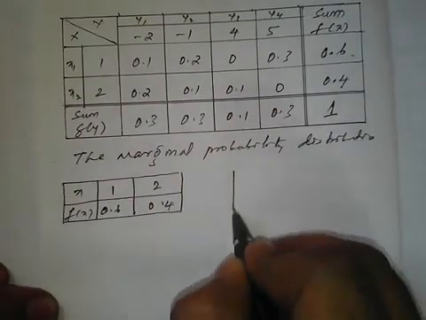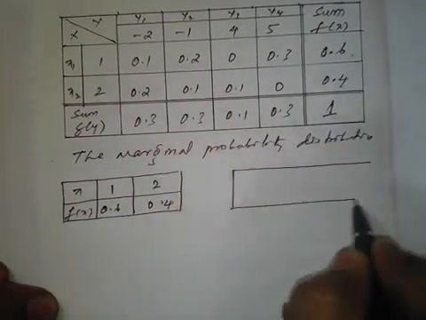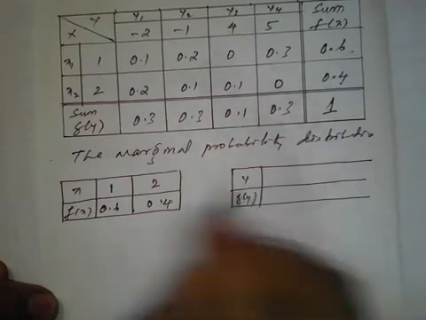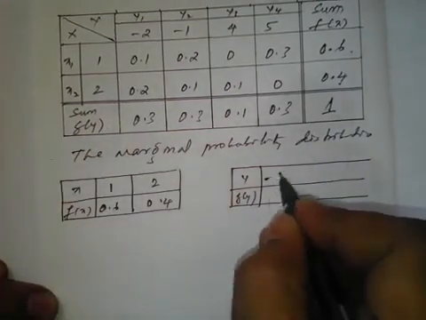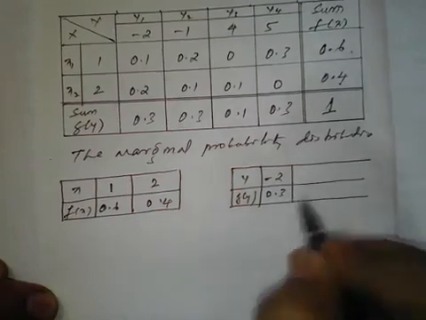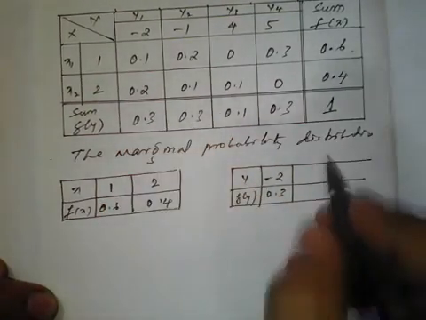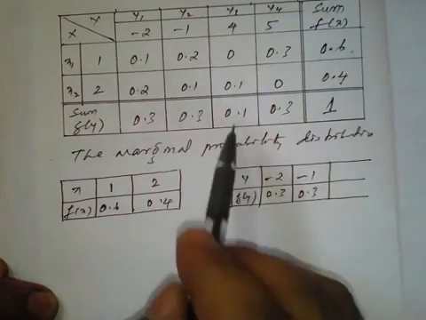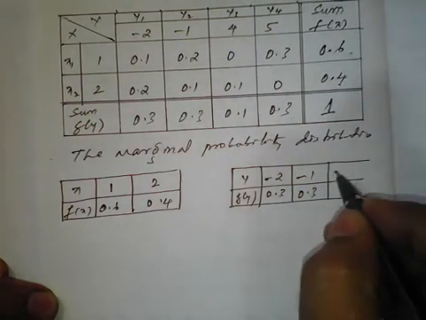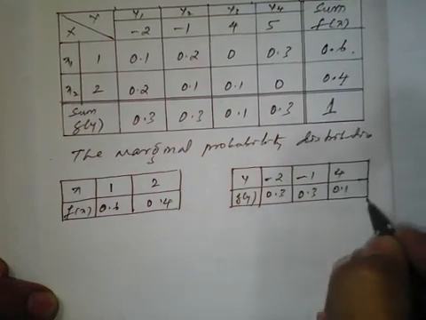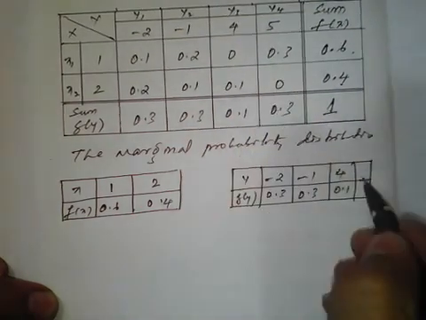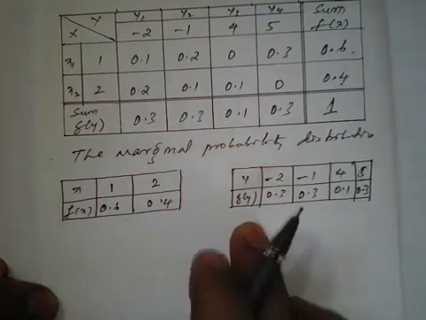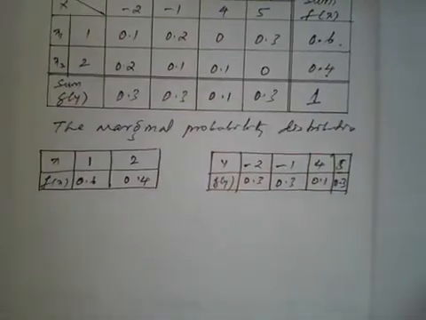Similarly, the marginal distribution for y: y and g of y. For -2 it is 0.3, for -1 it is 0.3, for 4 it is 0.1, and the last one, for 5, it is 0.3. So this is the marginal distribution we have created now. So now we'll go for the first one.